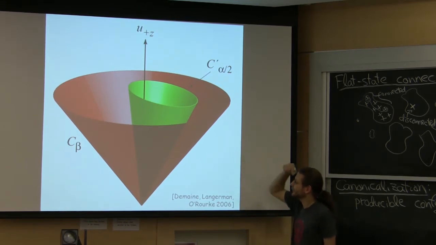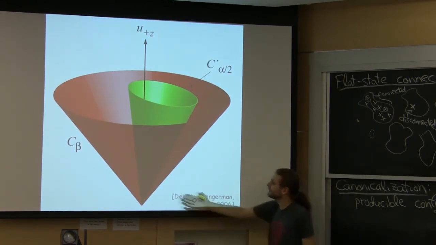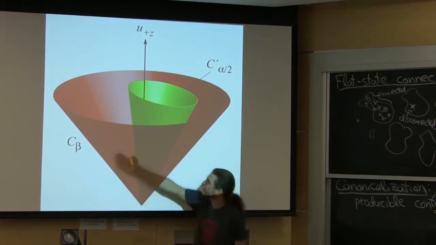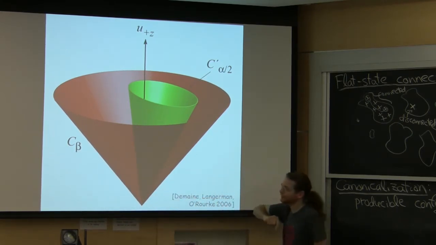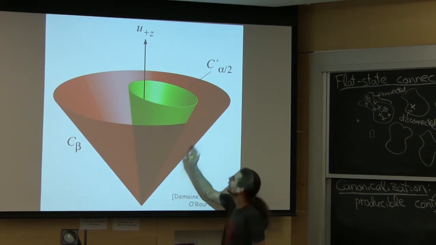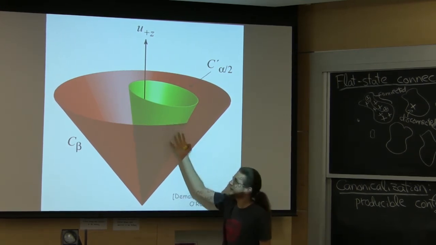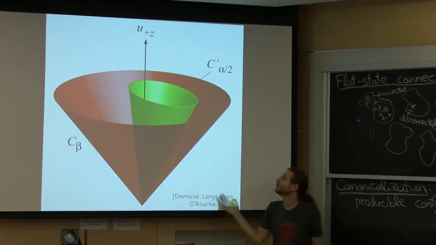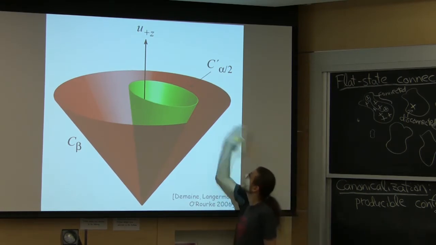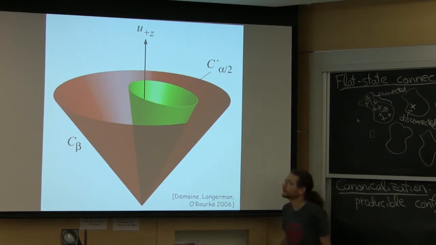So here is the picture. I have the big cone. That is my ribosome. And here I'm going to write beta for big, I guess. And then we know that we can canonicalize a chain, or there at least exists a canonical configuration of the chain, where everything lies inside a cone of half angle alpha over 2.